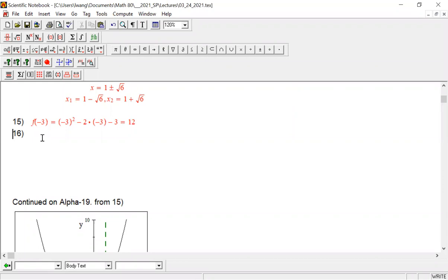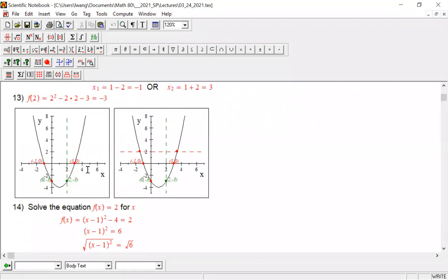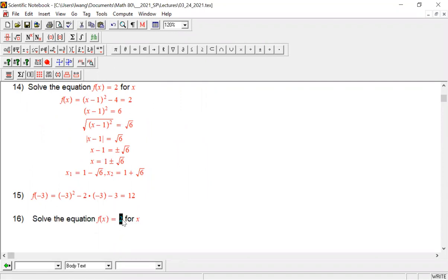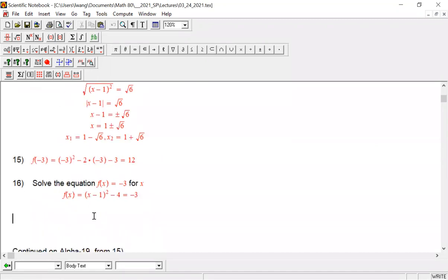Number 16. Solve the equation, instead of for output, we want output equals to -3. So the equation we're solving is going to be like this. Okay, hope you guys follow me. That's -3. Okay, we get some interesting points.